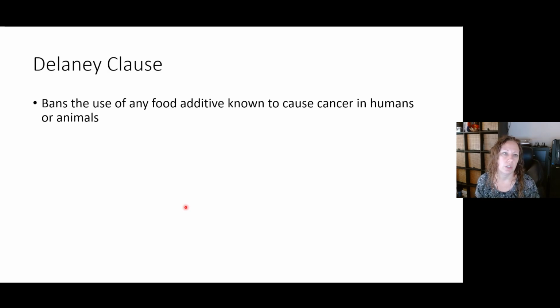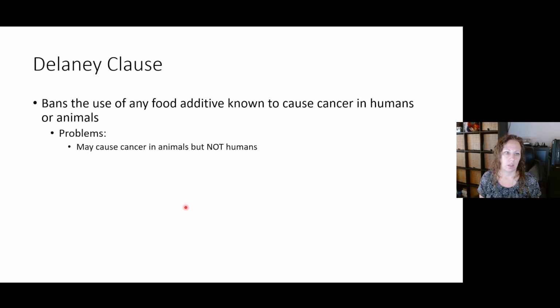Another important regulation in regards to food additives is the Delaney Clause, and that is an amendment to the food additives regulations, which bans the use of any food additive known to cause cancer in humans or animals. There are some problems with the Delaney Clause, which were discovered a little while after the clause was introduced, and that is that the products might cause cancer in animals, but not humans. And if it doesn't cause cancer in humans, does it really matter if it's in the human food supply? And that answer is probably not.